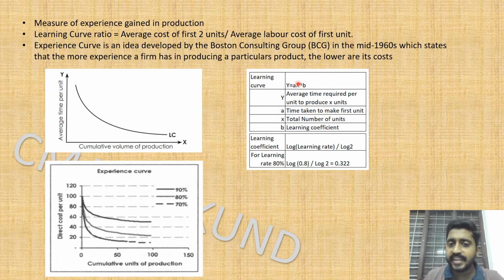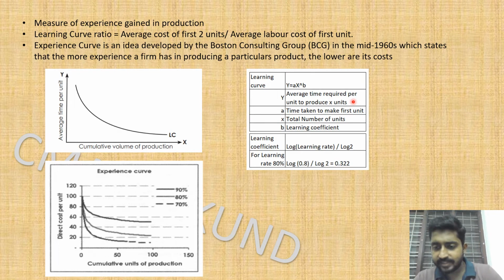So y = ax^b. What is y? I see many students have some understanding mistake. y is the average time required per unit to produce x units. So if you are going to produce x number of units, what is the average time taken?